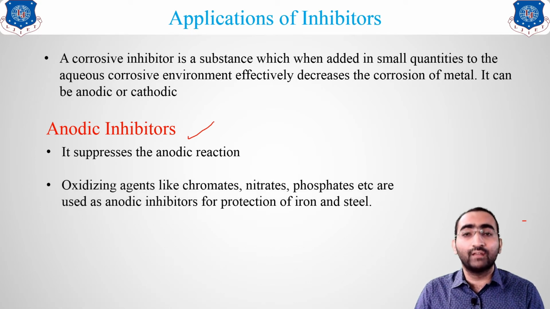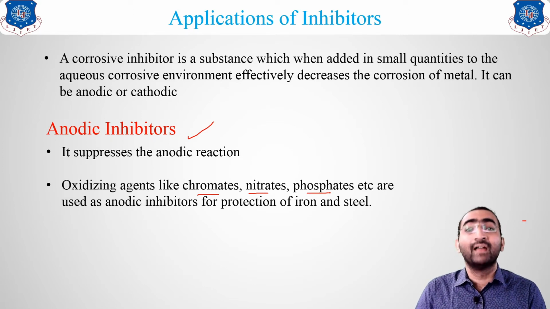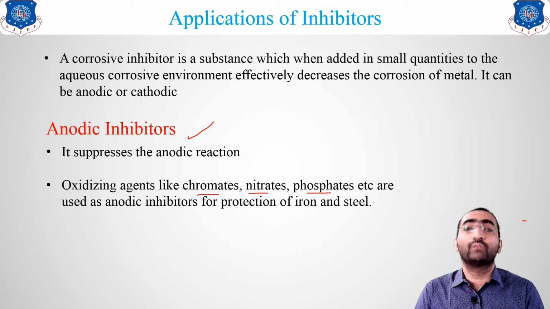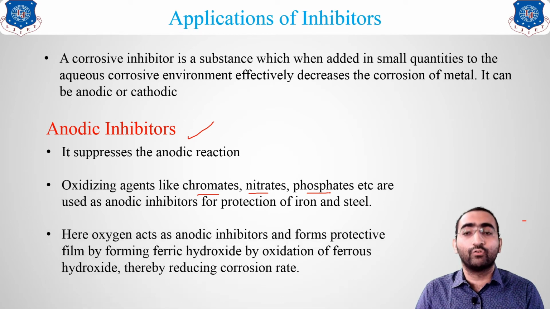How can we go about that? The oxidizing agents which we use are chromates, nitrates and phosphates. These are the different types of oxidizing agents which we use as anodic inhibitors. By addition of these anodic inhibitors, we will prevent the iron from corroding. So by using this, we can prevent corrosion.